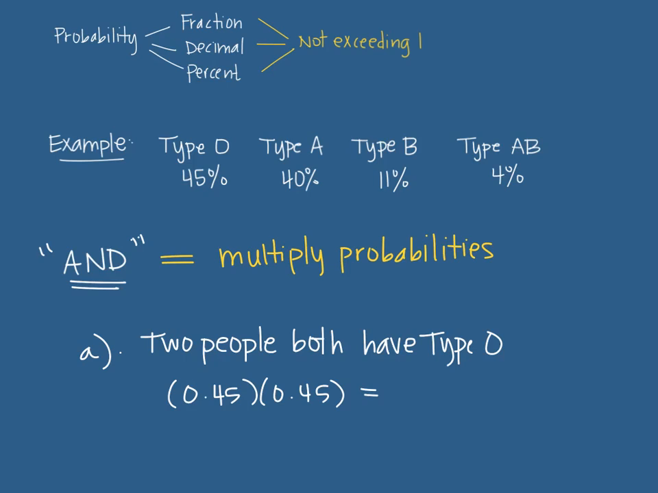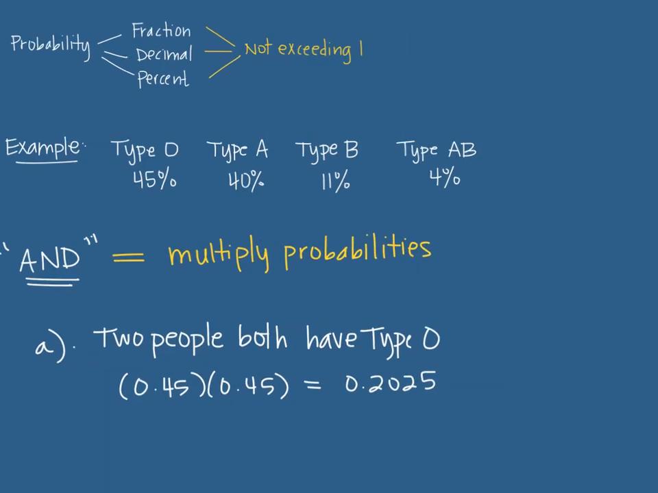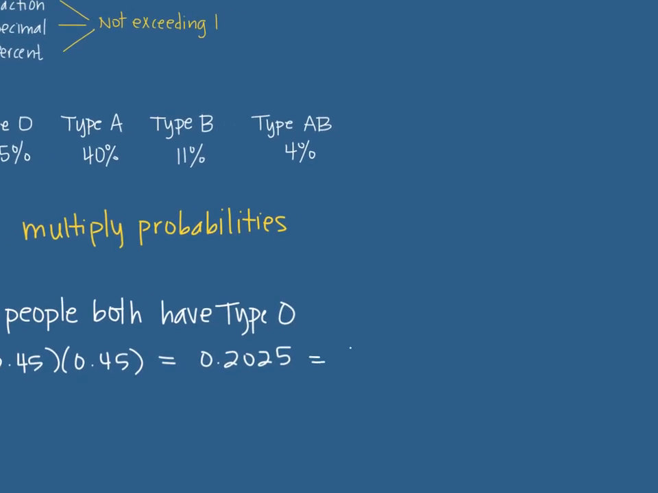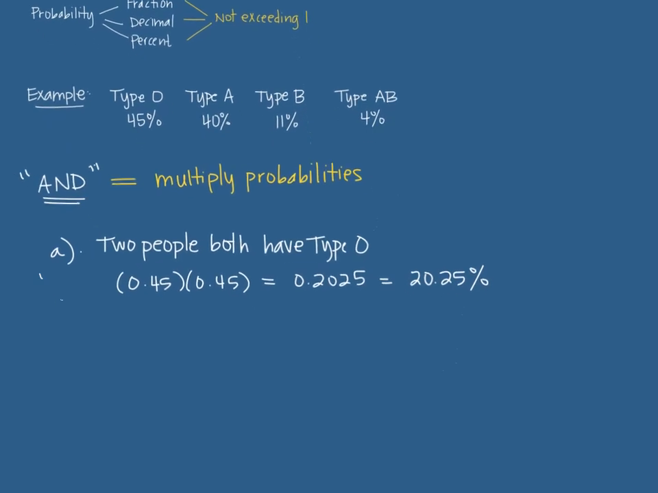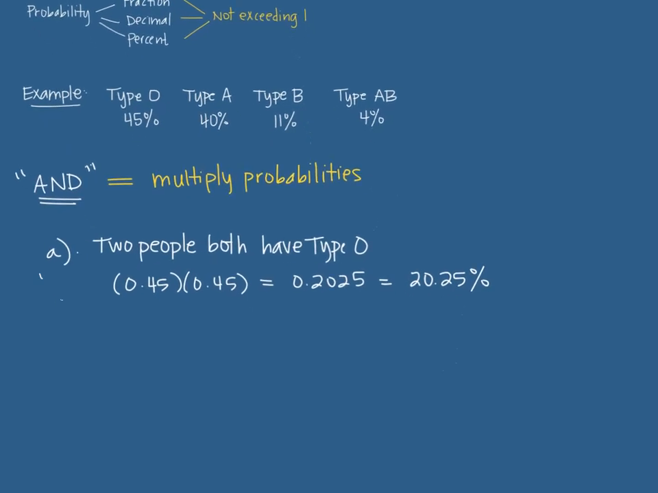The resulting probability is 0.2025. And so in percentage, that would be 20.25%. And so the probability of one person having type O is 45%. The probability of two people having type O is only 20.25%.